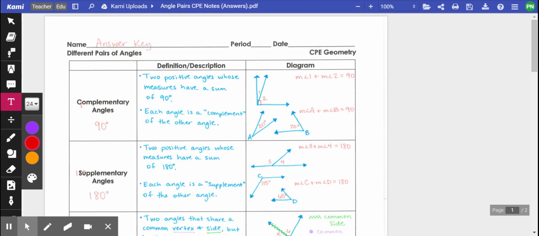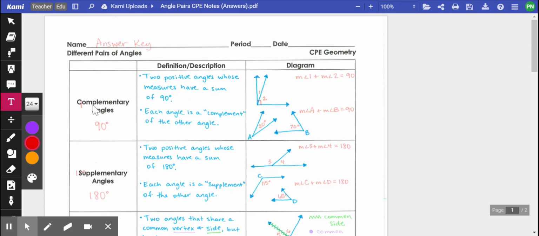The other type of angles is supplementary angles, and these add up to 180 degrees. So same concept as the complementary ones. You can have them either adjacent to each other, where they share a common side or ray, or you can have them completely separate from each other. As long as they add up to 180, they are supplementary angles.